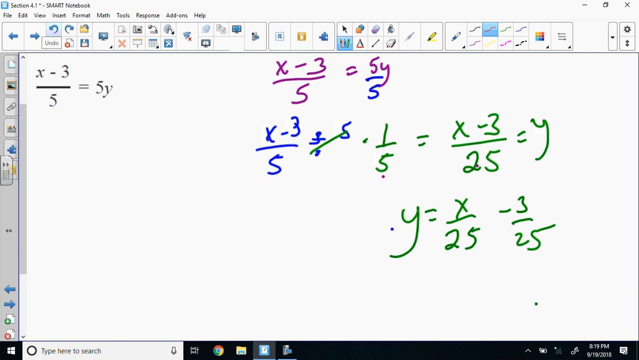Did you see what I done here? I should have changed some more colors. I'm sorry. So I just said it's dividing both sides by 5, right? To get the y by itself. So x minus 3 over 5 divided by 5, which is really times 1/5, right? That's what I done.